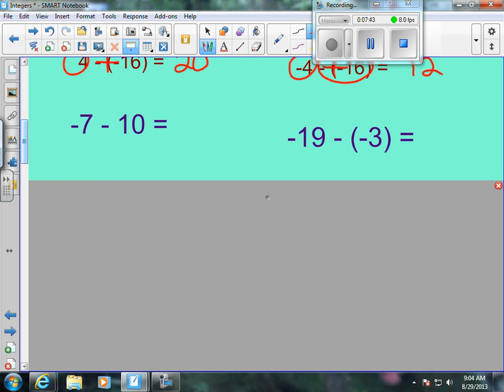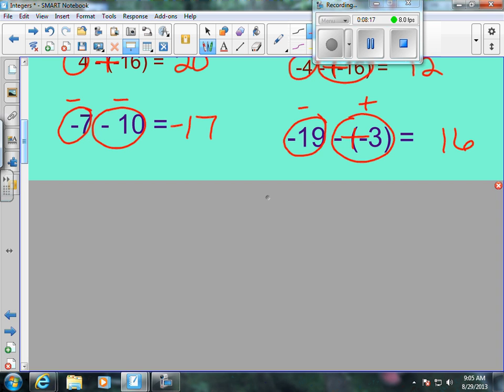Negative 7 minus 10. Identify the signs. We have a negative 7 and a negative 10. So we have same signs. We actually add these two, and it becomes negative 17 because they keep the same sign. This problem, we have a negative 19 and a positive 3. We end up with different signs. So we're going to find the difference of 19 and 3, which is 16. And we keep the sign of the number that looks biggest, or the biggest absolute value, which is 19. So it stays negative.